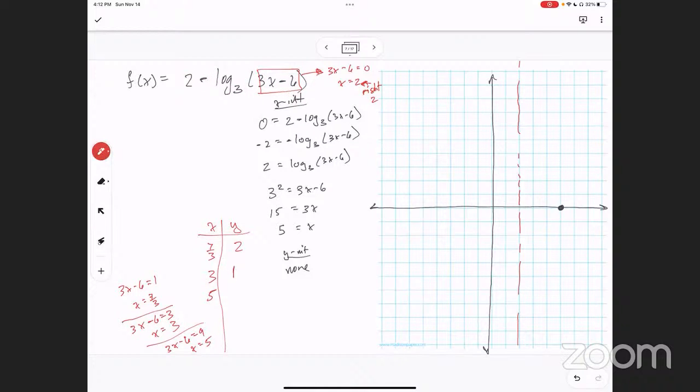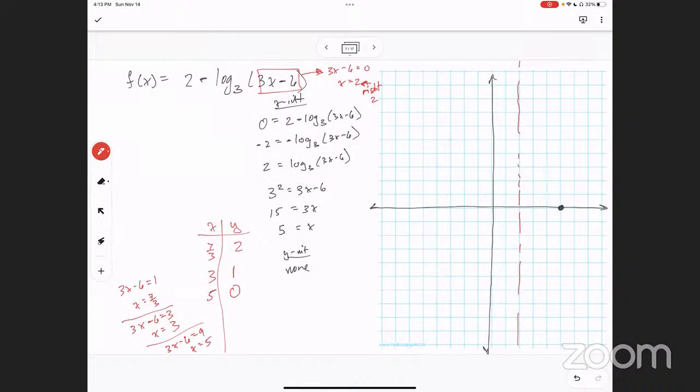And how about this one? When I plug in 5 here, that whole thing equals 9. Log base 3 of 9 is 2. And 2 minus 2 is 0. All right. So can we see our points?